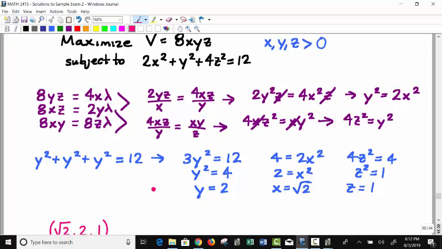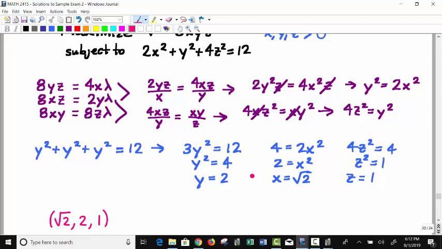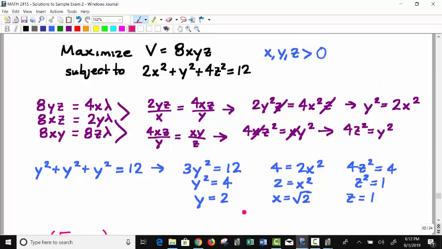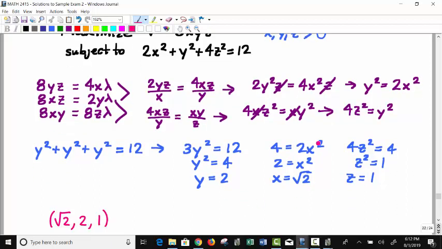So you got 3y squared equals 12. y squared equals 4. And once again, we're ignoring the negative solution. We don't need it. So y equals 2. And then I know that 2 squared, 4, would equal 2x squared. x squared will equal 2. So x will be the square root of 2. And then for the last one, 4z squared equals y squared.